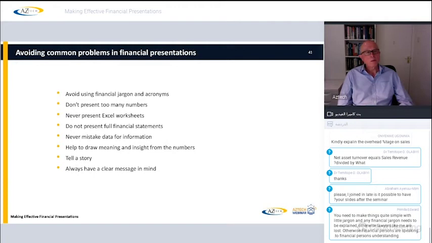And the common problems that we face when we're making financial presentations, common mistakes I've seen when I've seen financial presentations made by other people, is that you have to avoid, as far as possible, using financial jargon. When we become financial professionals, we automatically slip into using financial jargon like EBITDA and PBT and all of these things. And you can't use those kinds of jargon with non-financial people because they don't know what they mean.